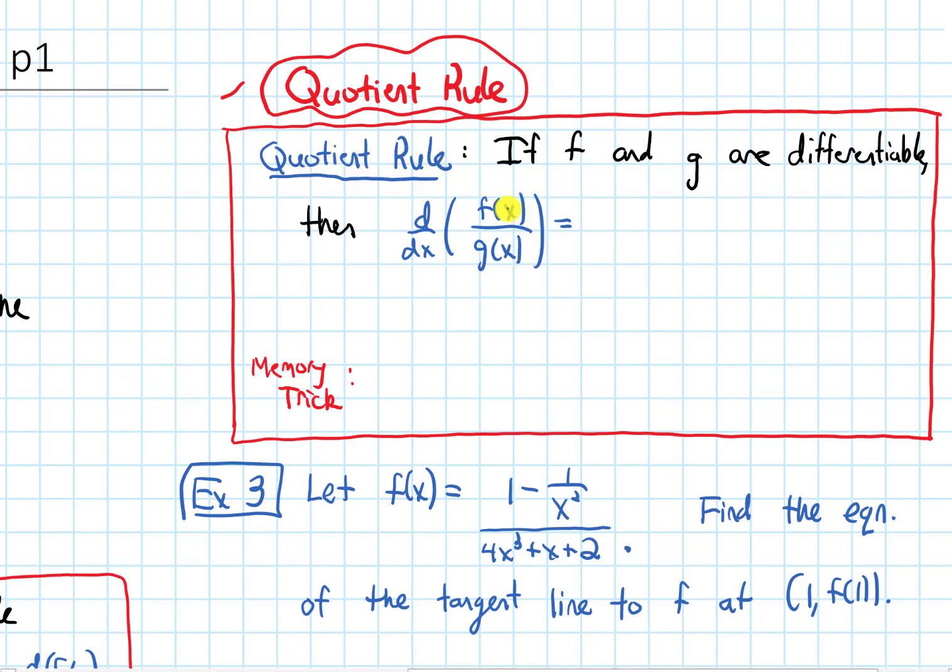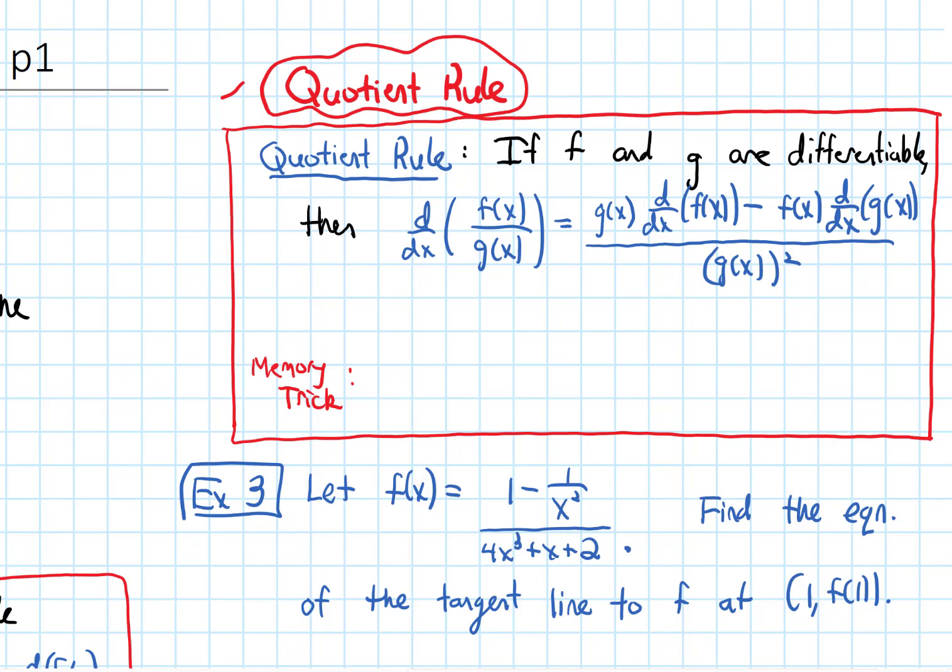The quotient rule says this derivative is going to be the bottom function times the derivative of the top, and then minus the top function, f of x, times the derivative of the bottom. So far it's looking kind of close to the product rule, but then this is going to be all over that denominator squared.